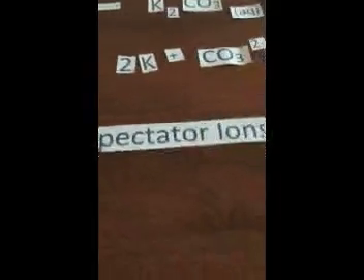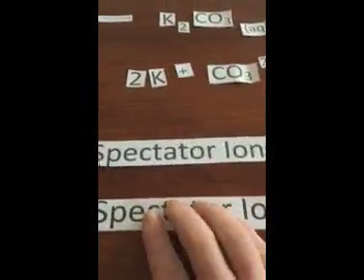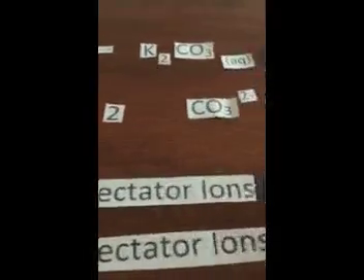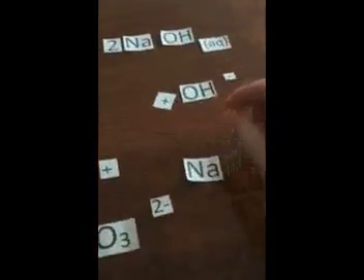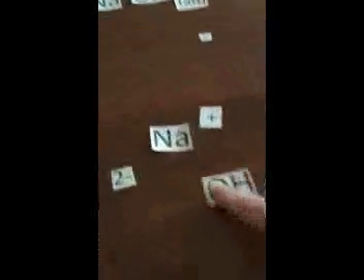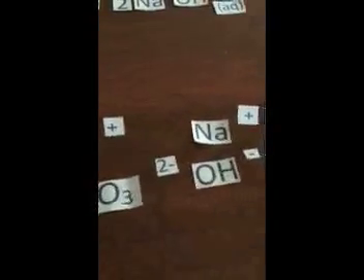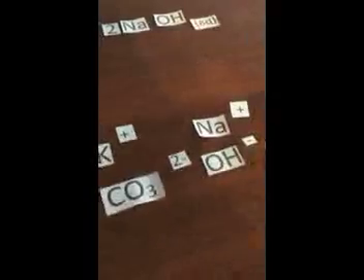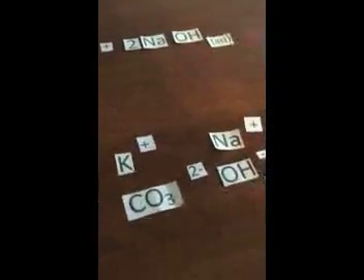So what do we say here? Well, what we need to say is that we have a lot of spectator ions. We have in solution potassium ions, carbonate ions, sodium ions, and hydroxide ions. So when these two solutions were added together, no precipitate formed and all of the ions just stayed in solution.